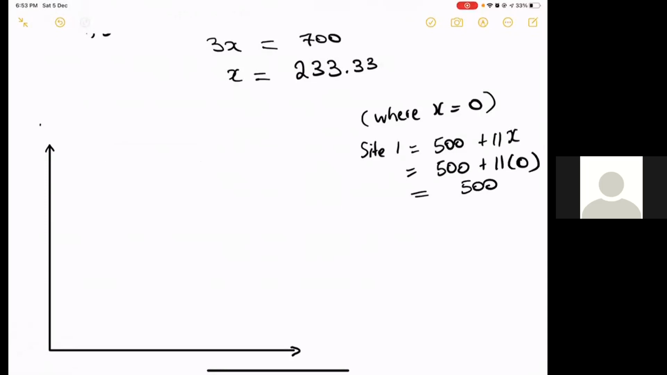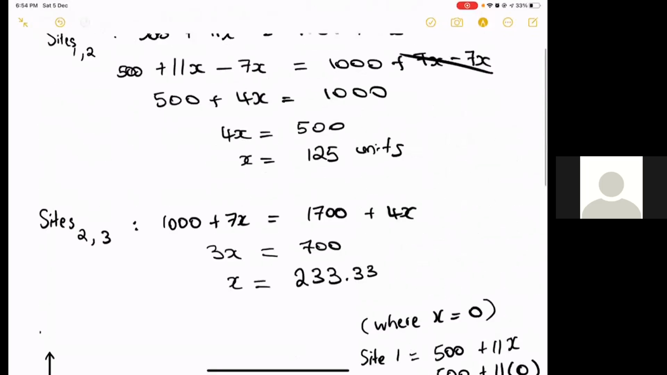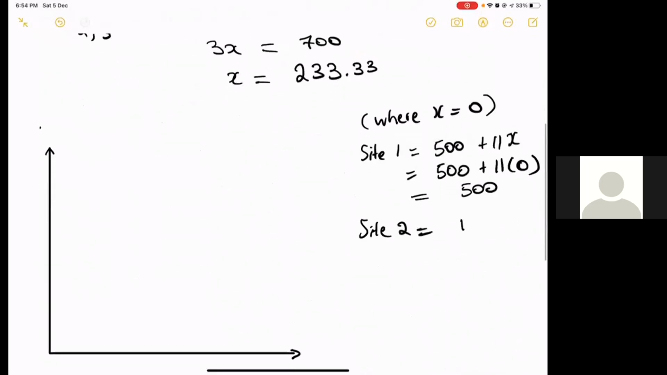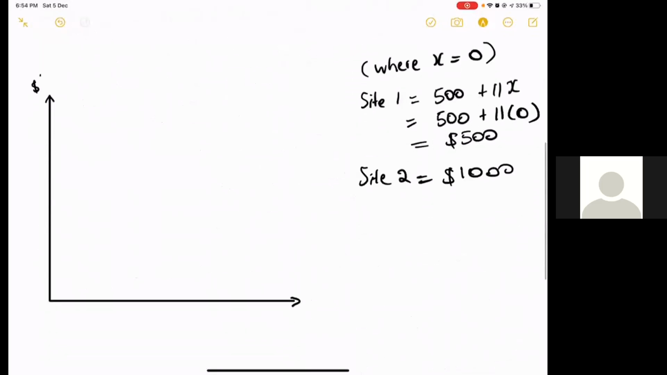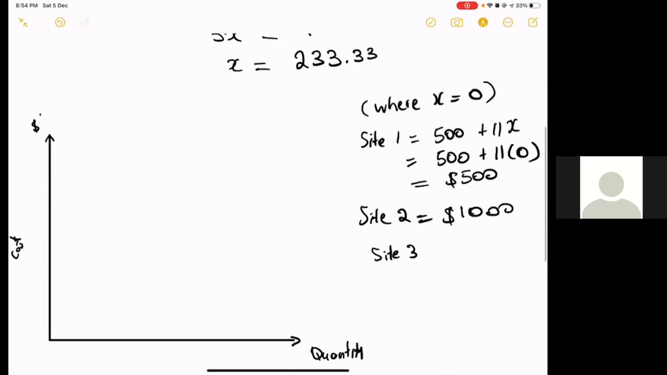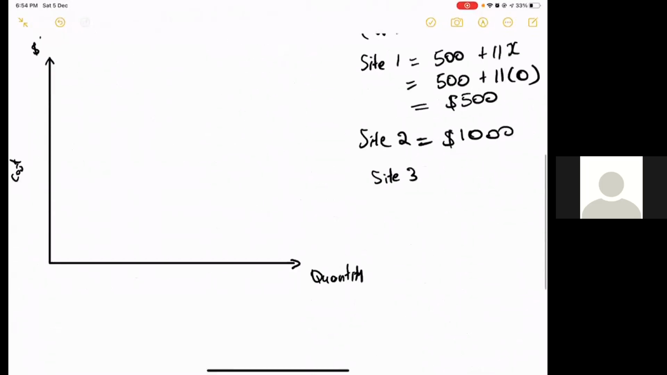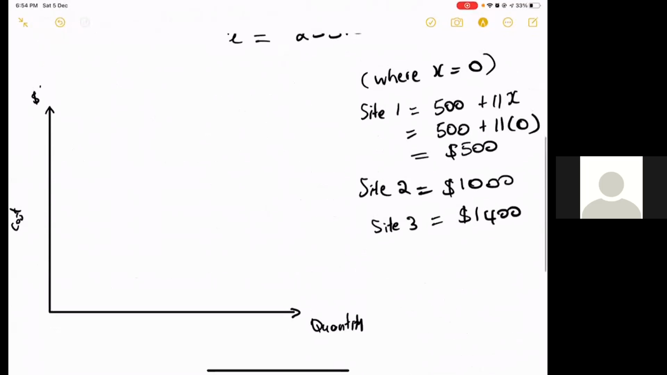You get the gist. So site 2 is equal to, what's site 2 again? 1,000. These are dollars. This quantity down here, that's cost. And then the last one, site 3, about 1,700 here. Okay, so these are y values.